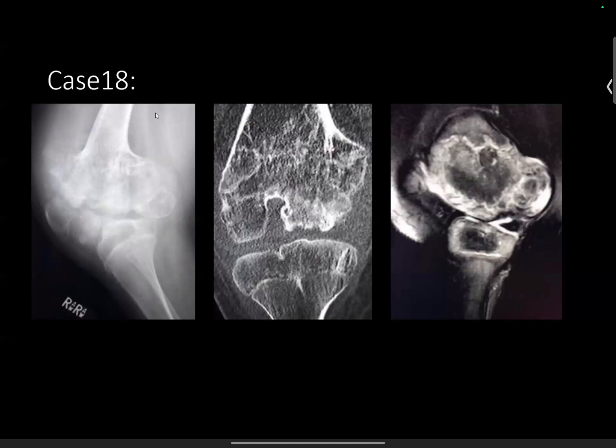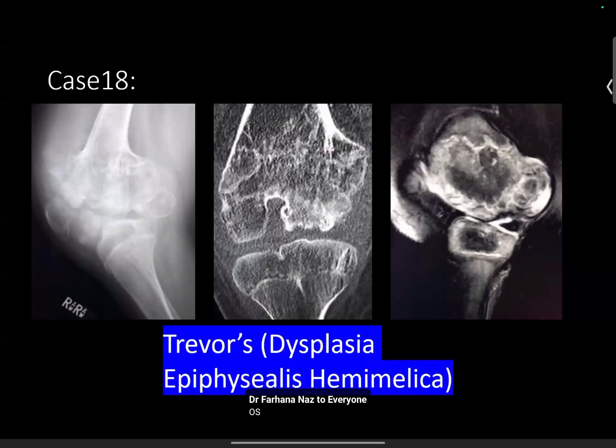I love this case. This is a lesion where you have multiple intra-articular bony outpouchings. Intra-articular bony outpouchings. And they've broken off into the joint. This is Trevor's disease. Very good. You guys are unbelievable. I love it.